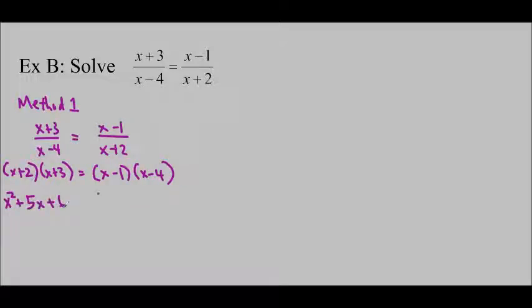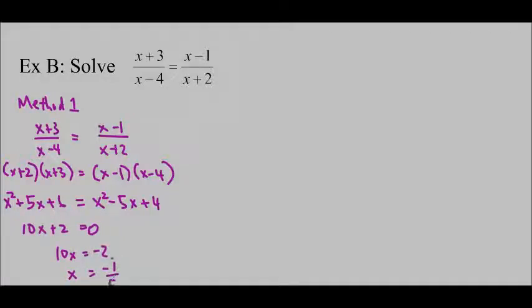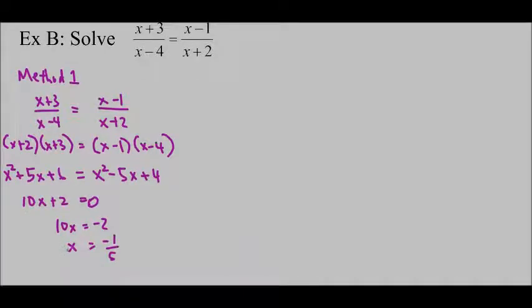5x plus 6 is equal to x squared minus 5x plus 4. And move everything over to one side. You can see that the x squareds cancel, and we're solving for x, so 10x equals negative 2 and x equals negative 1 over 5. So that is my solution using method number 1.